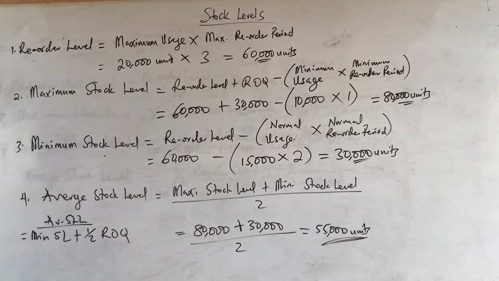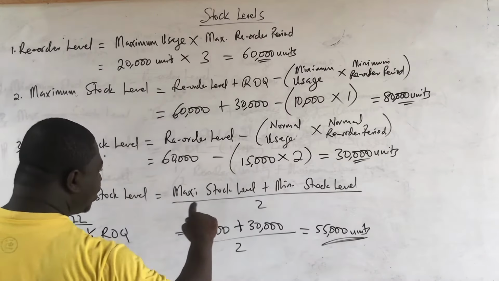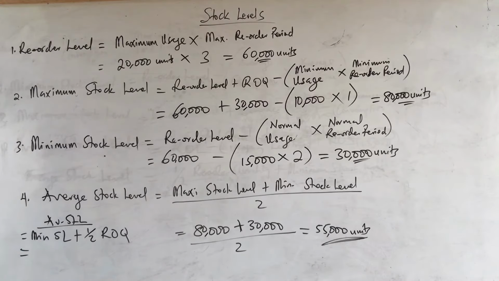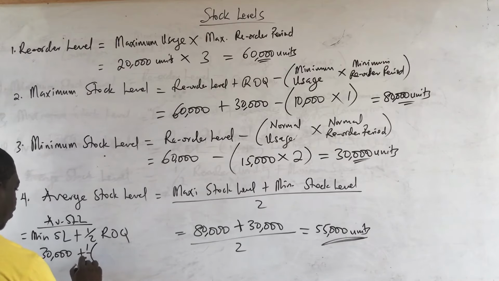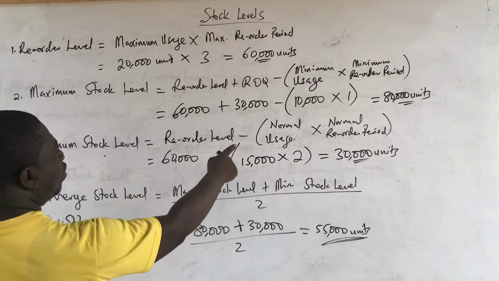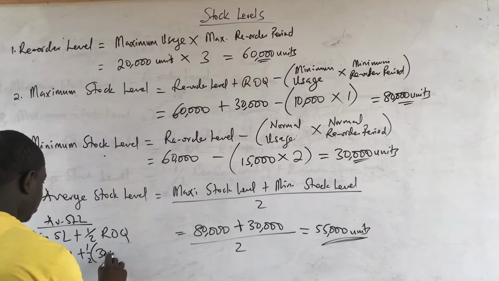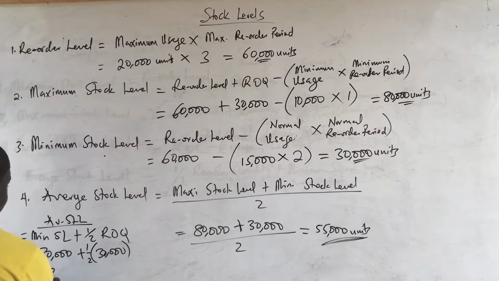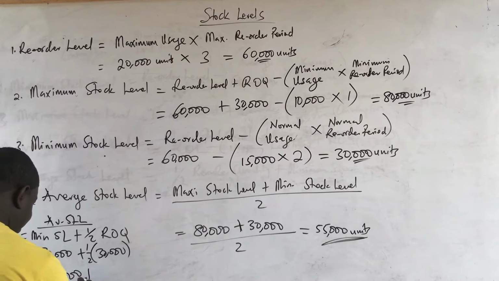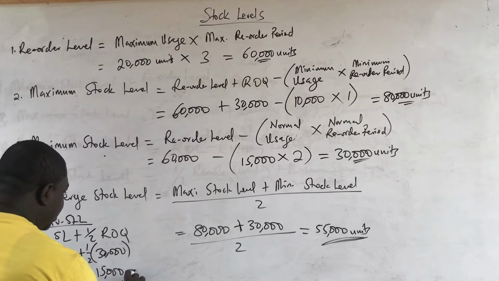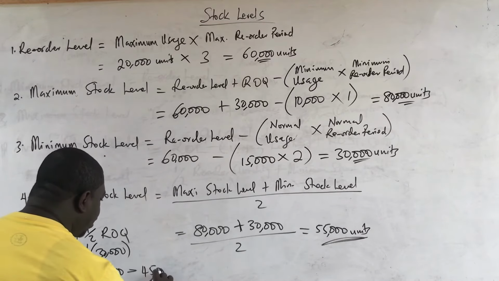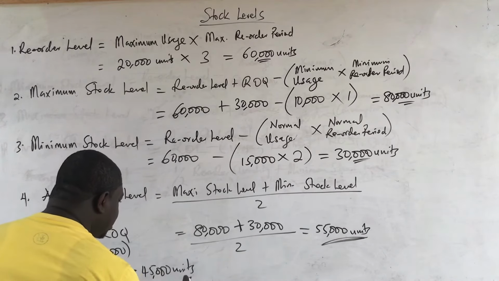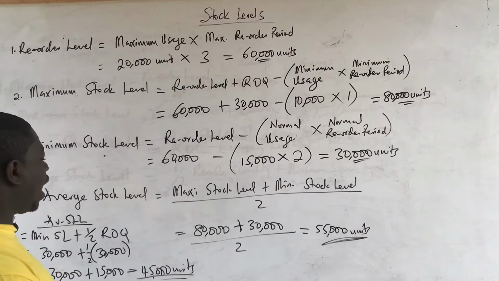That is the formula I gave you in part 1. You can refer to that. I'm just trying to prove whether we are going to get the same answer. And so your minimum stock level is calculated here as 30,000 units plus half of reorder quantity. The reorder quantity is given as 30,000. And so half of reorder quantity means 15,000. So 30,000 plus 15,000 is going to give us 45,000 units as the average stock level.